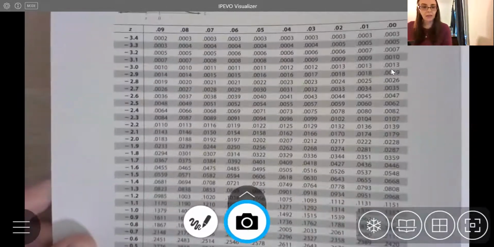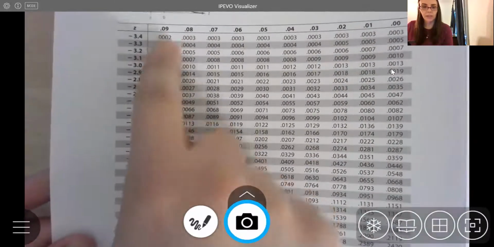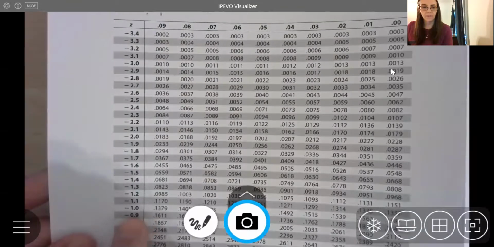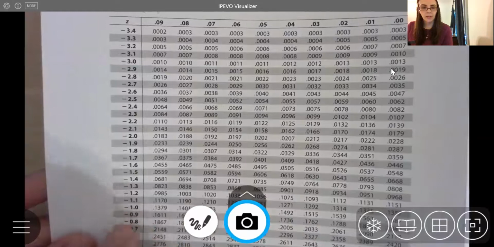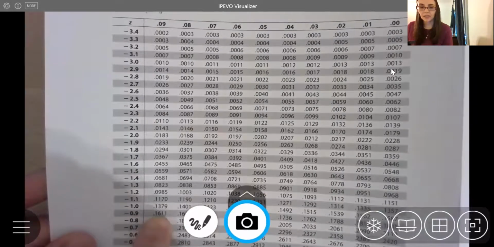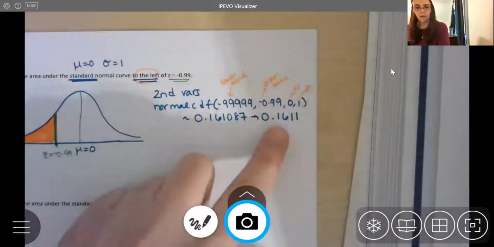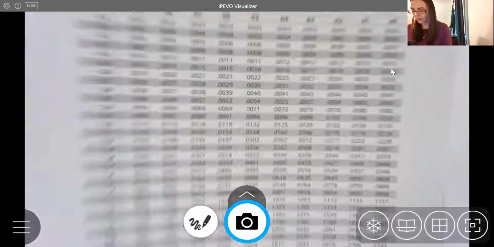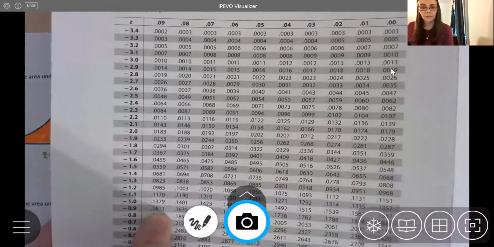And then I also want my second value to be 9 as well. So my hundredths place is 9, and then I'm at negative 0.9. So when I match those up, that column up with that table, I get 0.1611. And that was the value that we got here with technology. So right there, 0.1611.